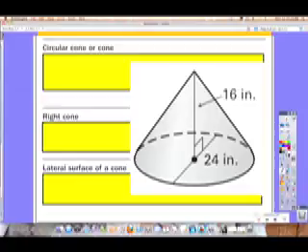Okay, so we've got this. This whole thing is 24. What's the vocab word for this? Perfect. What's the vocab word for this? Height. It is perpendicular. Okay, I'm going to add something in 3D. What's this one? That would be the slant height.